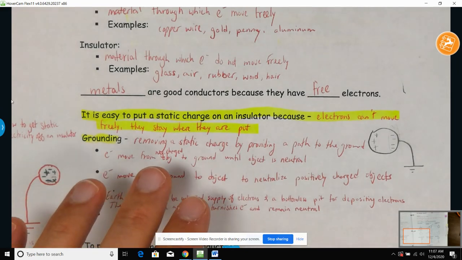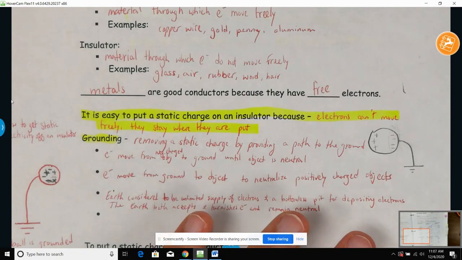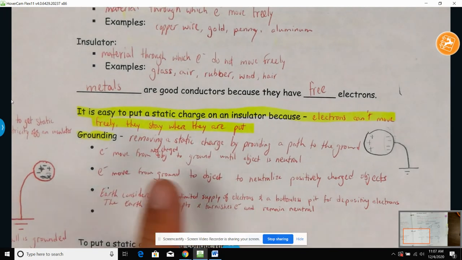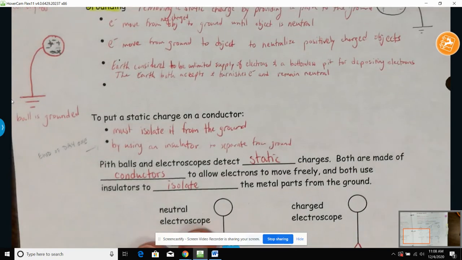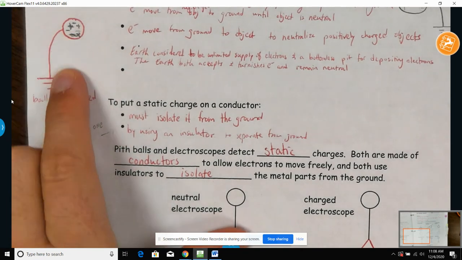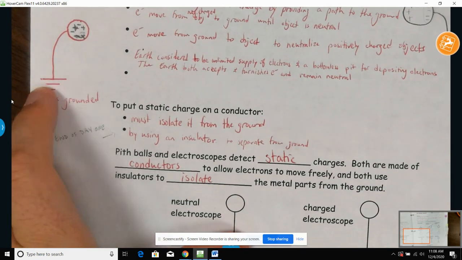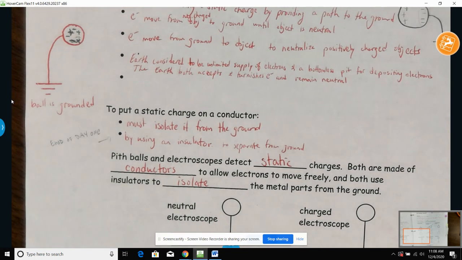Electrons can move from a negatively charged object to the ground until it's neutral. Electrons can move up from the ground to the object to neutralize positive charges. So the Earth is considered to be an unlimited supply of electrons and a bottomless pit for depositing electrons. There is an example that I want to talk about in a minute, so just remind me on that. Finishing off this little symbol here, basically a wire, and this 1, 2, 3 is the symbol for an object being grounded, a path to the ground.